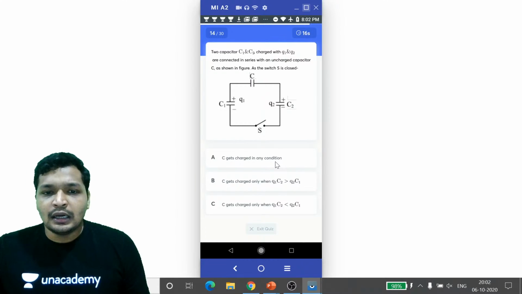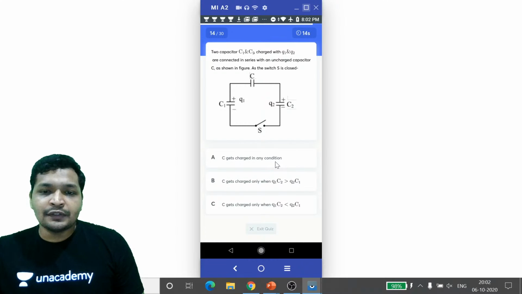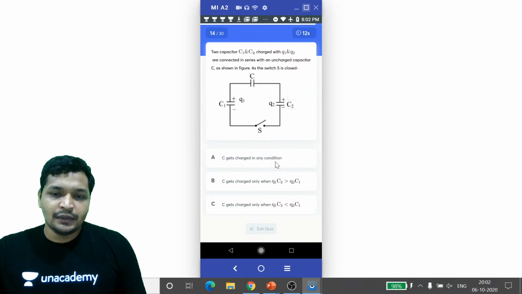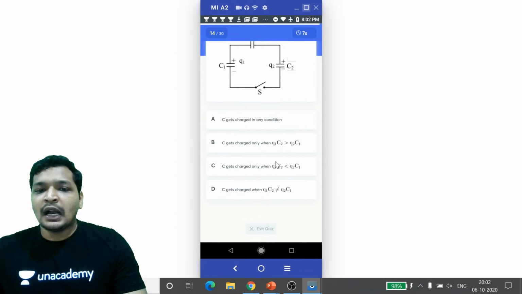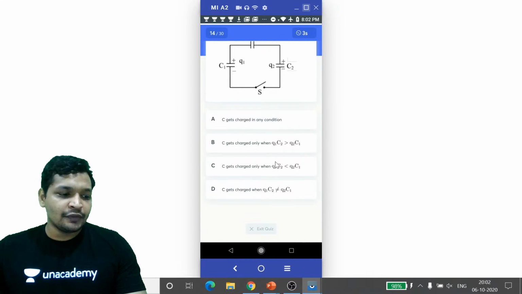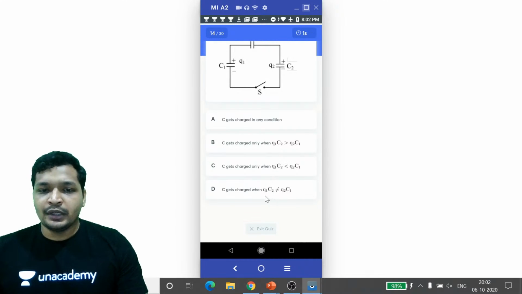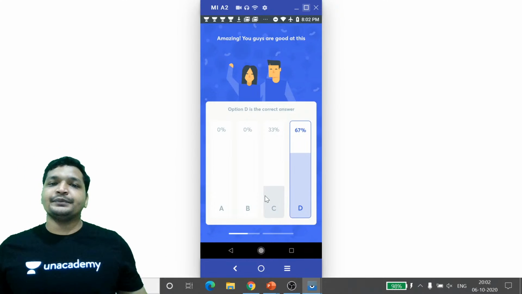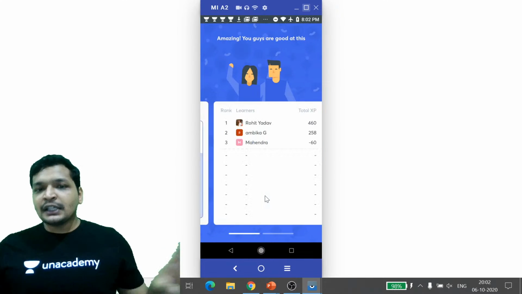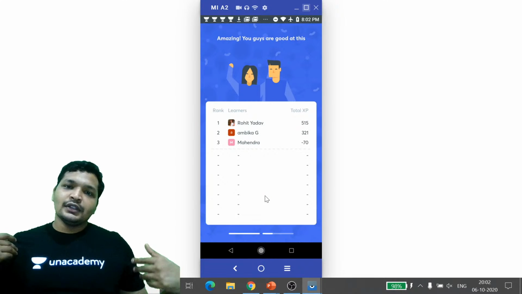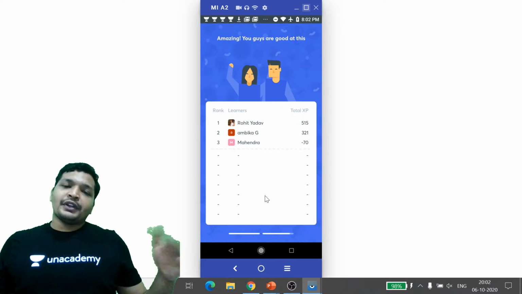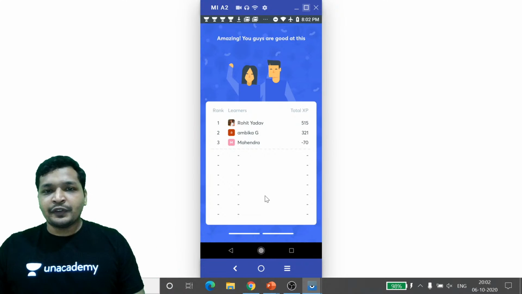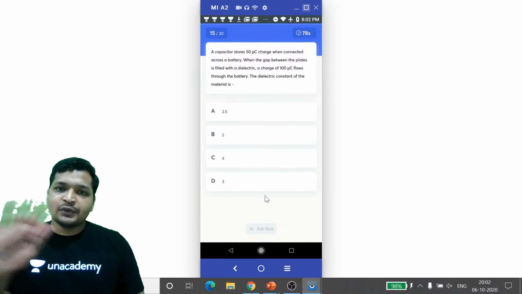And then, C gets charged only if Q1 C2 is greater than Q2 C1, and C gets charged only when Q2 C1 is greater. I think it's an easy question, guys. It's a really easy question. Think about it carefully. The capacitor need not get charged in any of the conditions, and in the condition where the potential is balanced, there is no point of getting charged. Everything will come to zero.